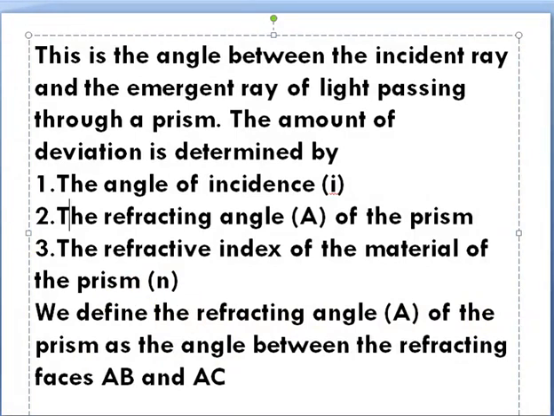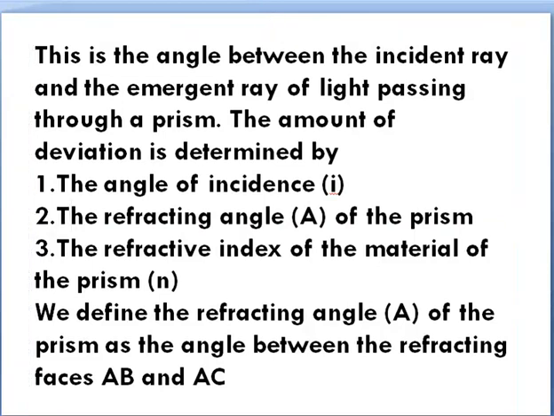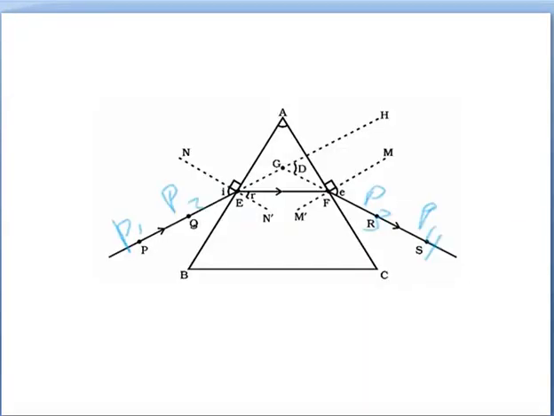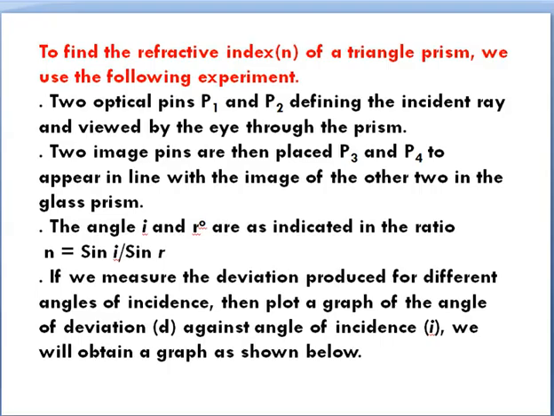Now, we are going to look at an experiment to find the refractive index of a triangular prism. Remember, we did the same thing with a rectangular prism. Now, what are the things we need? You need your softboard, your tracing paper, optical pins, and your triangular glass block. Now, from this diagram, how do we do that?